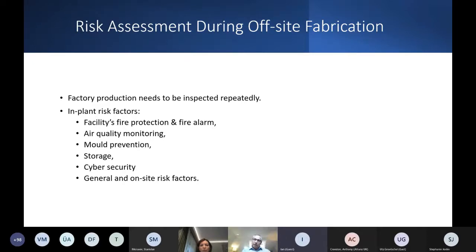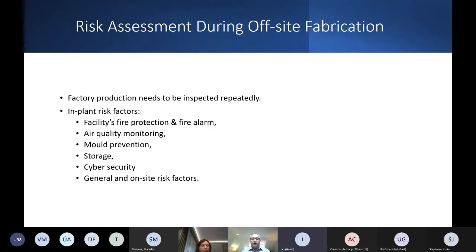Now, when we move on to the manufacturing, in the fabrication, we need to worry about the actual regular things in a manufacturing plant. Do they have their fire protection? Do they have their fire alarm? Is the quality of the air being monitored and controlled? Do they have controls to make sure that mold formation is prevented? You don't have mold building up during the fabrication process. Are the parts being stored correctly? And then once fabricated, are the fabricated units or modules being stored properly?